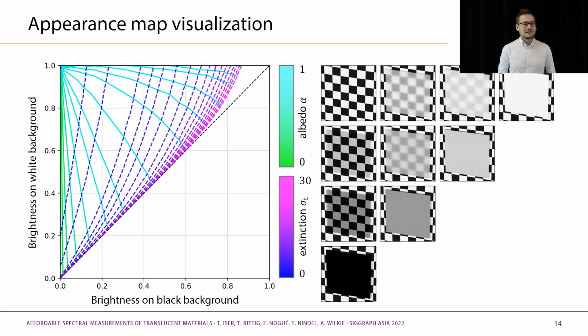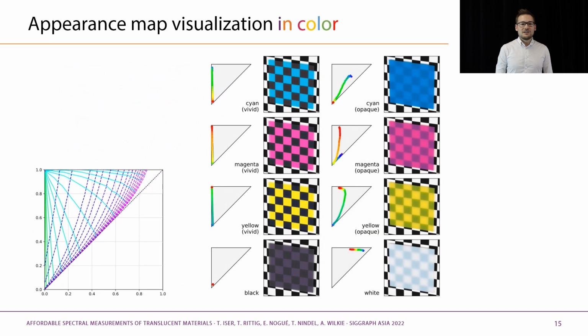Since the map is wavelength independent, we can apply it on each wavelength separately, resulting in colored materials. The appearance map encompasses all possible materials of various colors and translucencies, and it is suitable for spectral workflows.